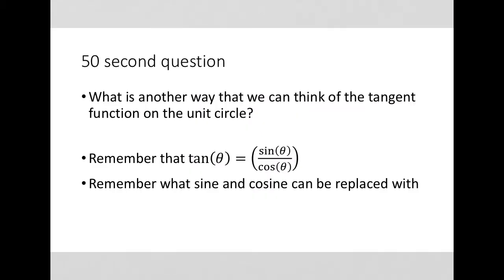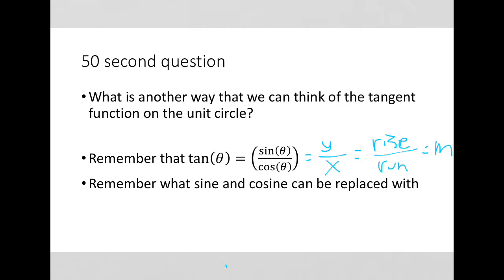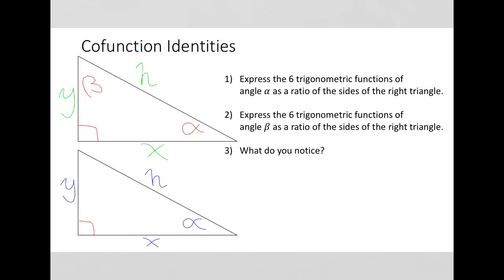So again, this here is just hitting the idea. Tangent is sine over cosine. We know that sine is y on the unit circle, and cosine is x. Well, y over x is a rise over run, which is slope m. That's why a moment ago I said tangent is the slope there, which is negative 1. So tangent on the unit circle, think about it with slope. All right. Well, now we're going to talk about something cool here called cofunction identities.